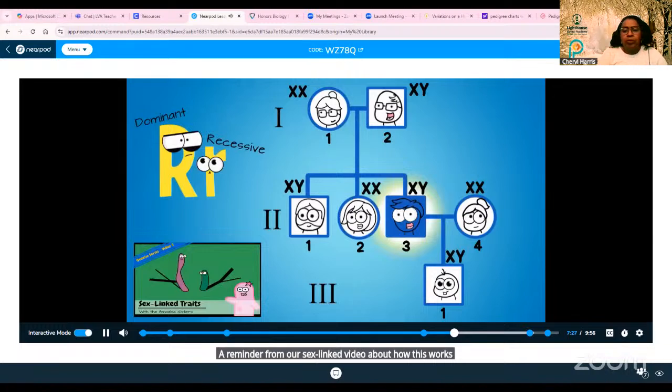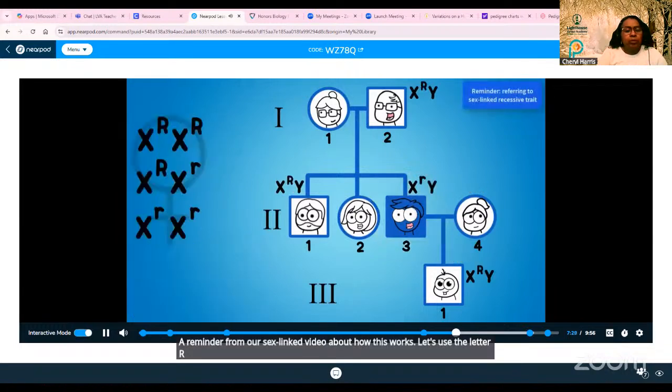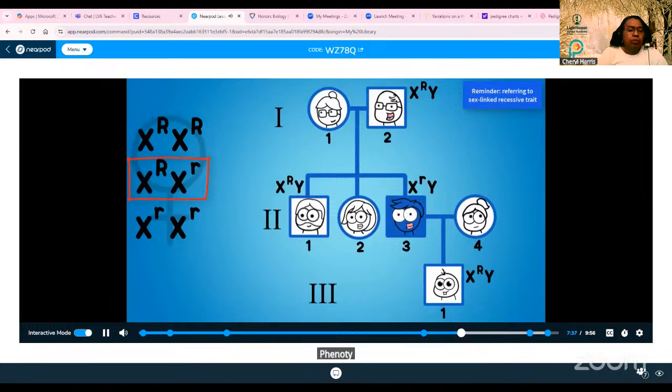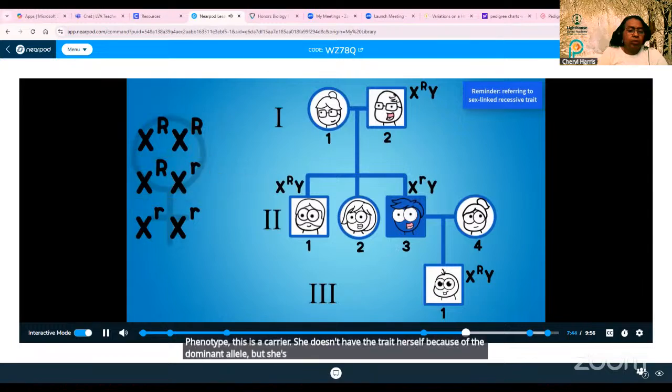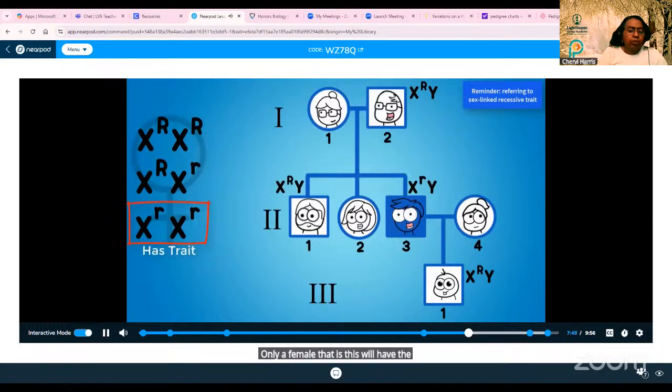A reminder from our sex-linked video about how this works. Let's use the letter R for an allele. Now recall that females that do not have the trait can be either X big R X big R or X big R X little r, and the heterozygote genotype is a carrier. She doesn't have the trait herself because of the dominant allele, but she's carrying it. Only a female that is X little r X little r will have the sex-linked recessive trait.